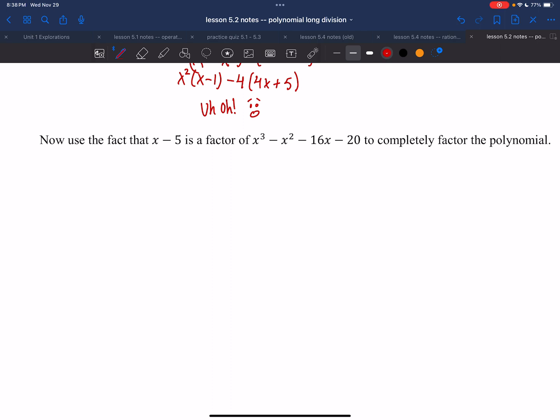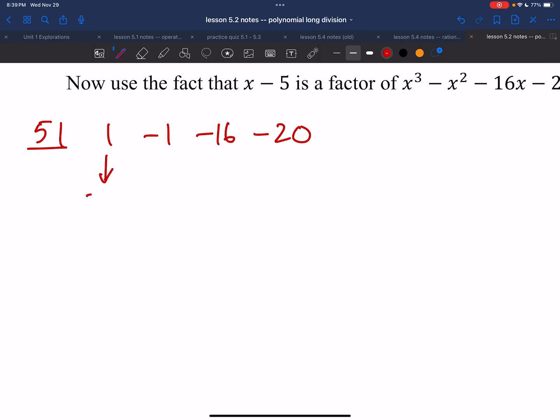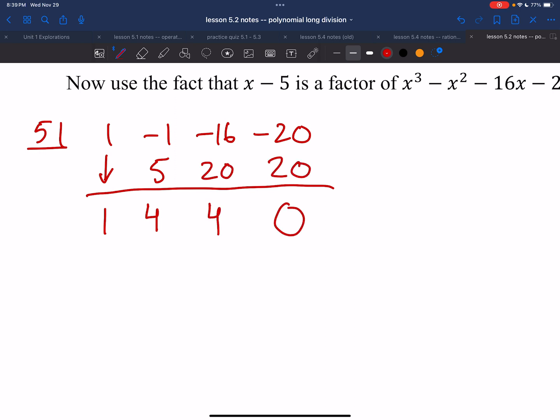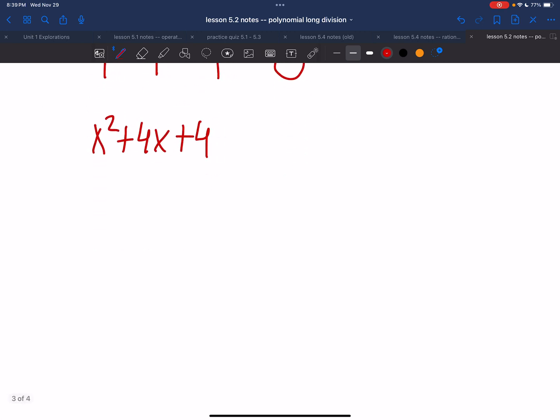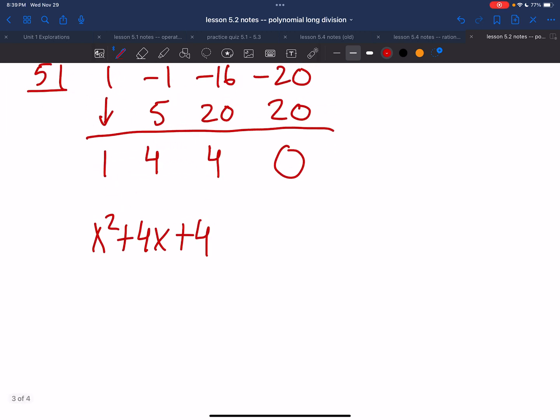This is a monic linear factor, so we'll use synthetic division because we like it. And the root of that is 5, right? So synthetic division, drop the 1, times 5, that is 4, then it's 20, then it's 4, then it's 20. Hey, look at that, right? And so the resulting polynomial is x squared plus 4x plus 4. And I don't know if you know how special that is, but that is a perfect square trinomial. I don't know if you knew that.